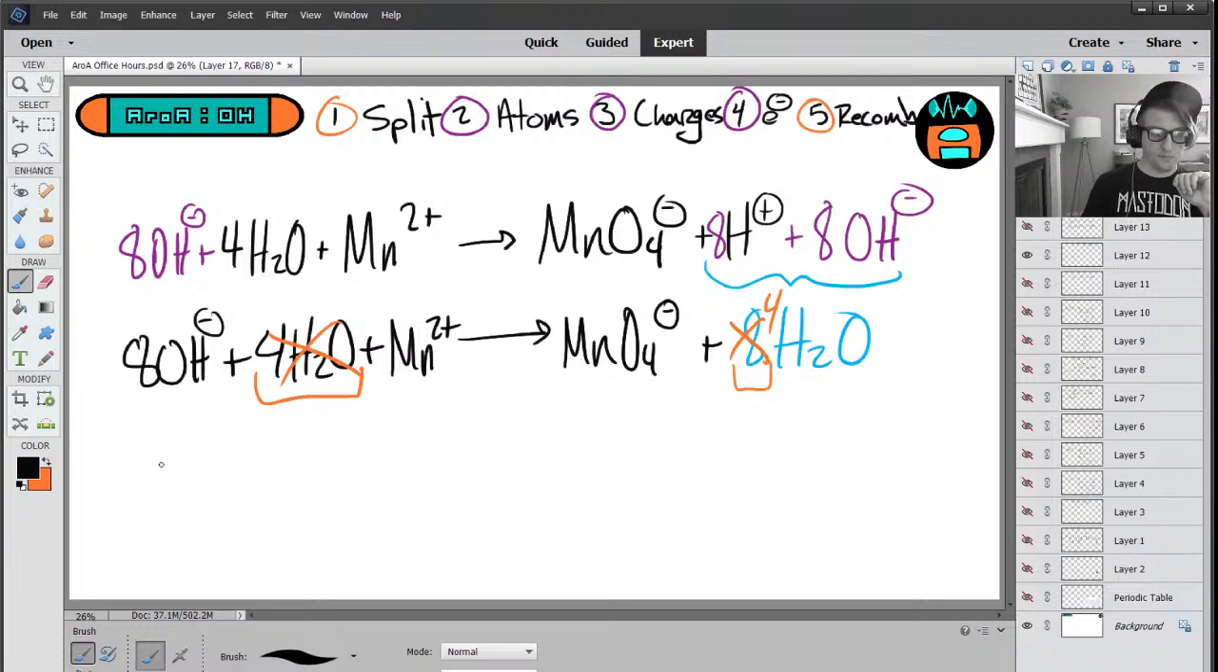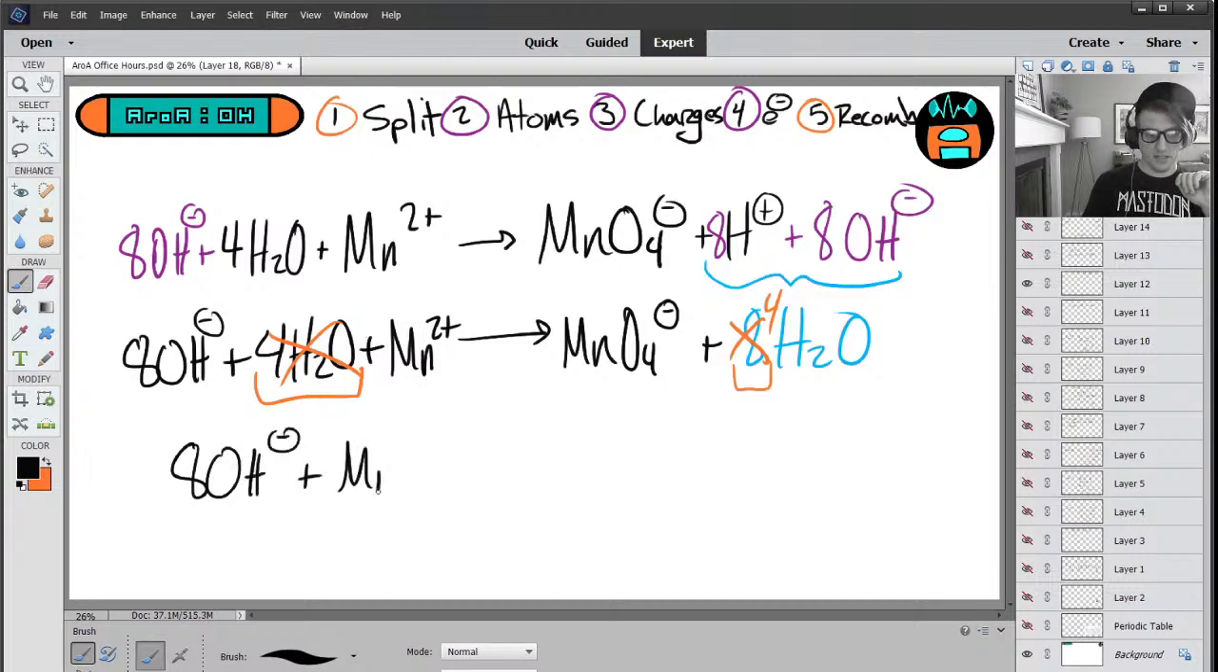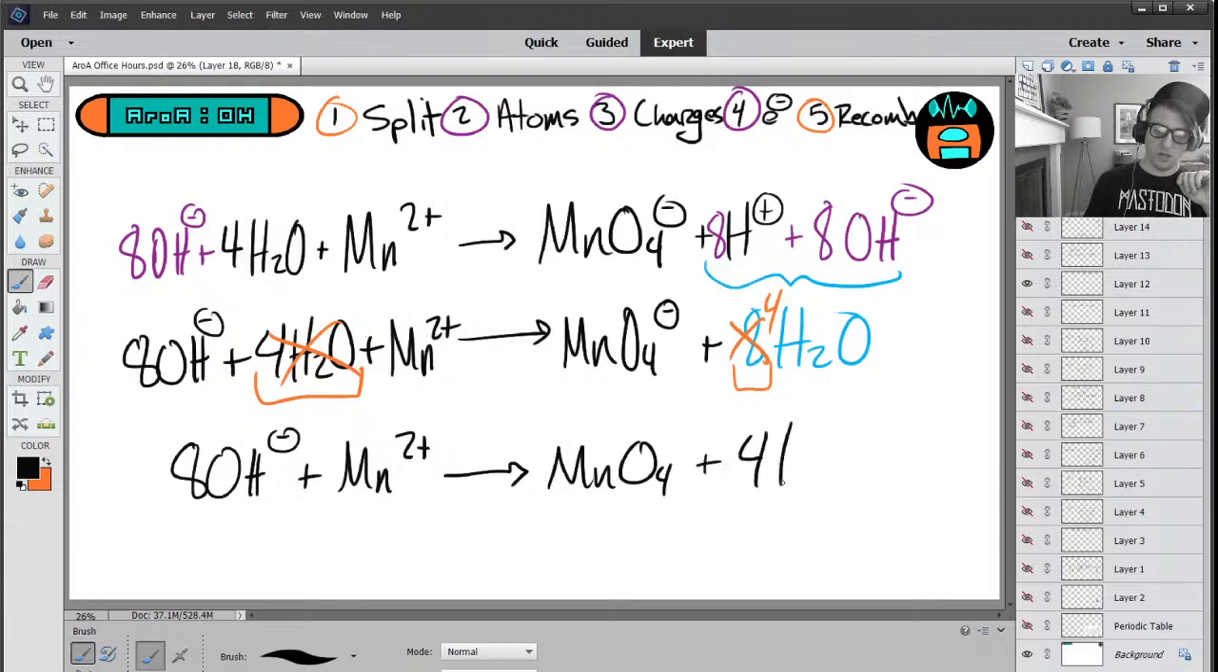So our manganese half reaction is 8 hydroxides plus manganese 2 plus makes permanganate plus 4 molecules of water.